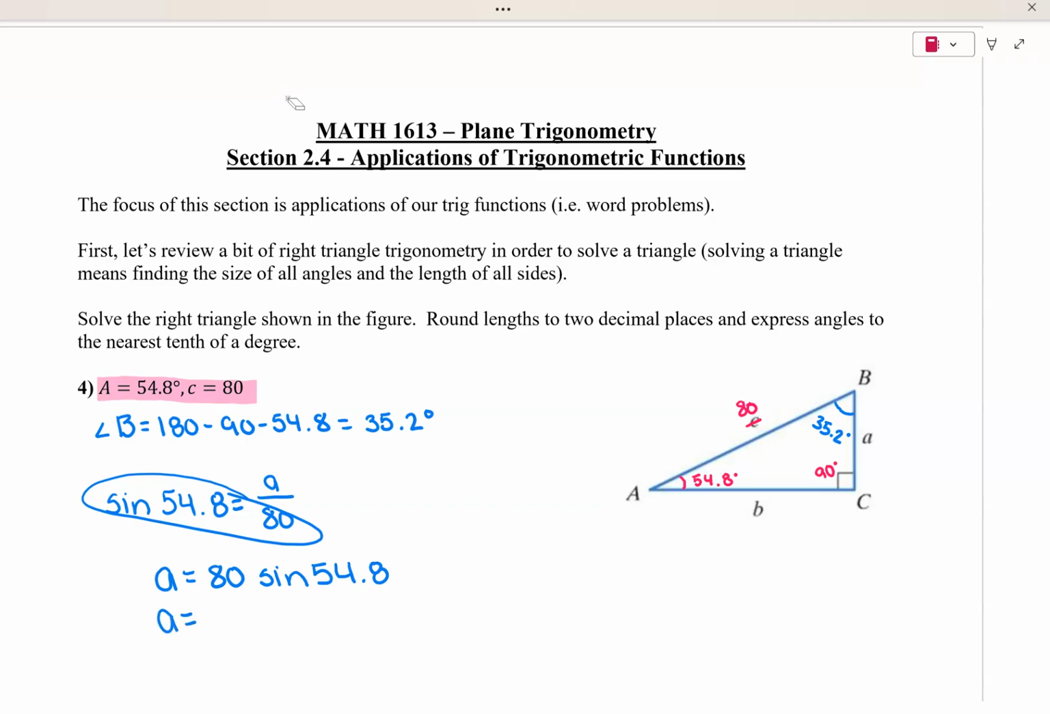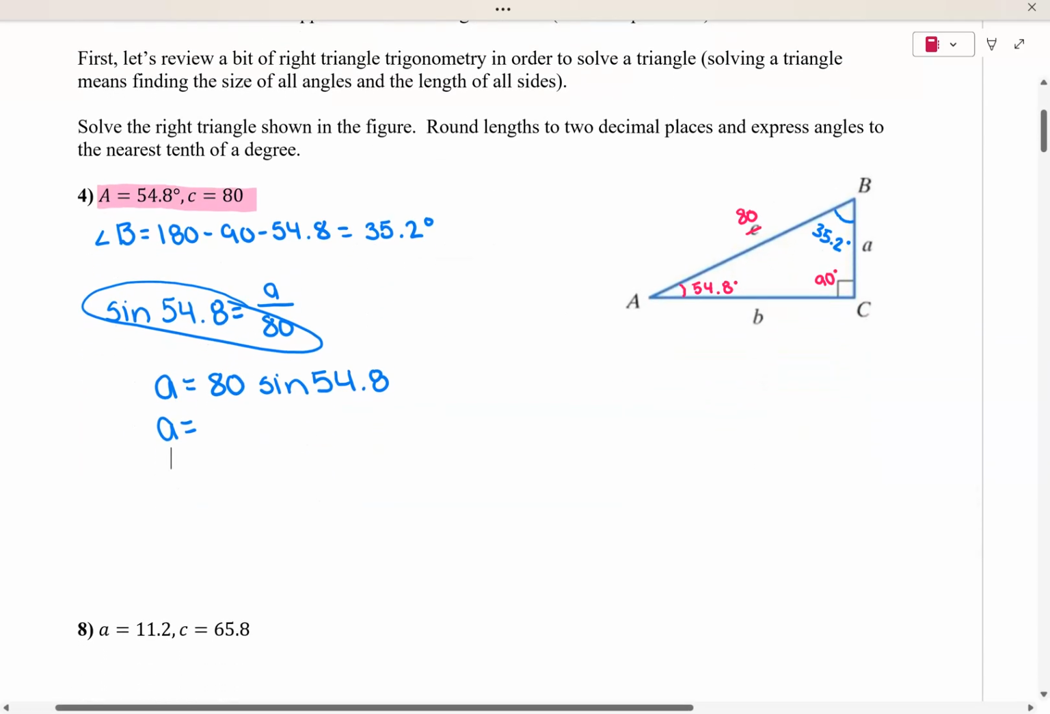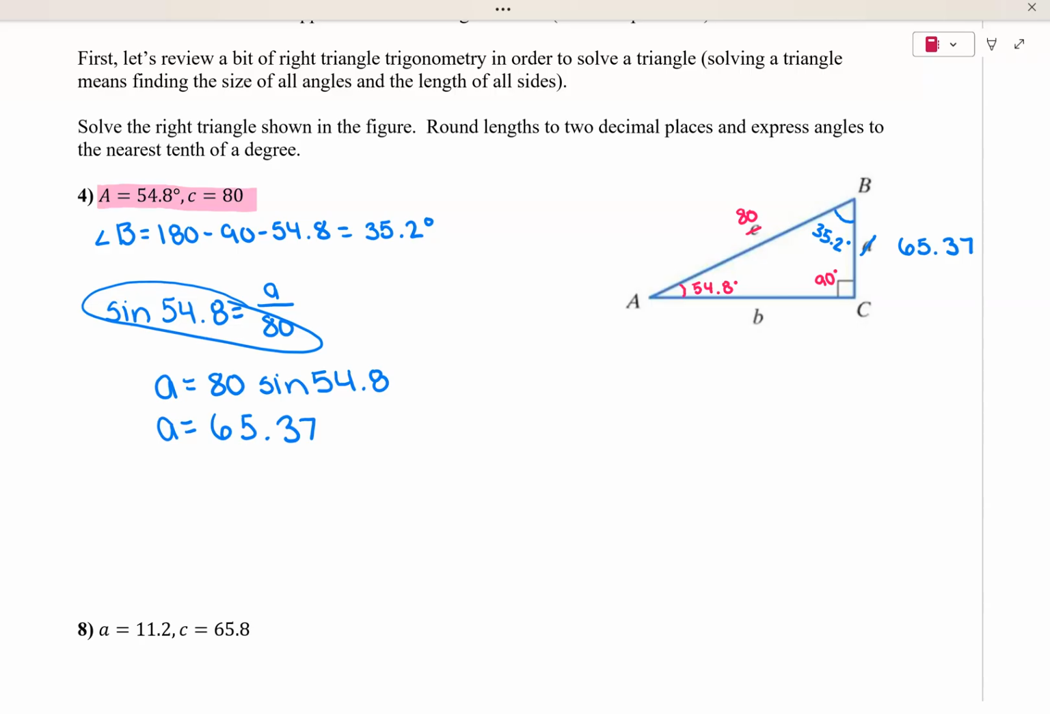The one thing I would like for you to do is make sure that your calculator is in degrees, because if your calculator is not in degrees, you won't get the right answer. So if we take 80 times the sine of 54.8, we should get 65.37, two decimal places. Okay, so that means the side over here is 65.37.